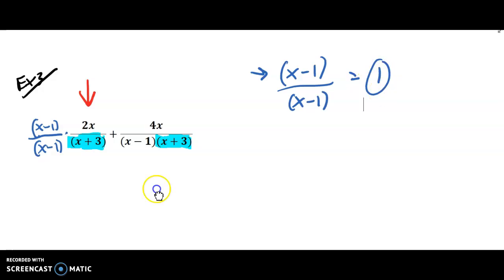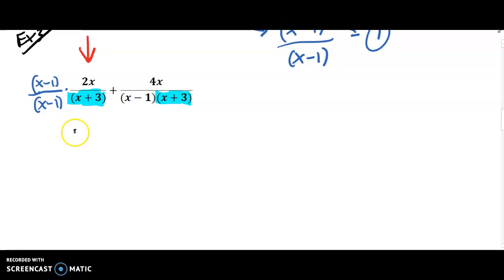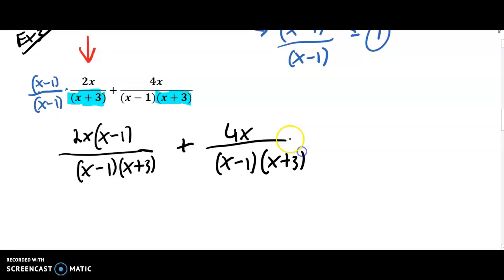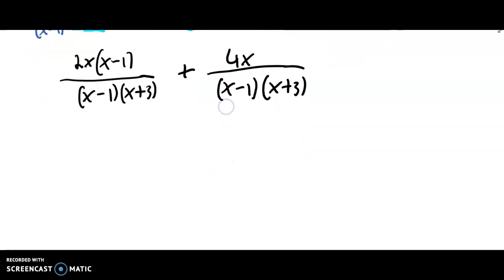So, on my first fraction, I have 2x times x minus 1 over x minus 1, x plus 3, plus the second fraction, which did not change. Okay, they have the same denominator. They can be added together now, so I'm going to write them as one fraction.